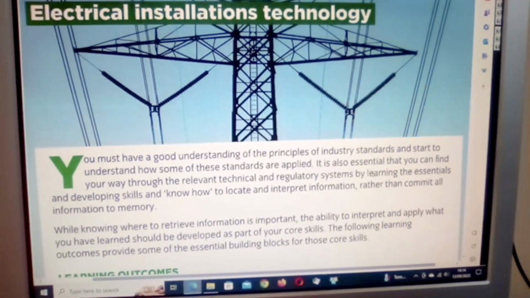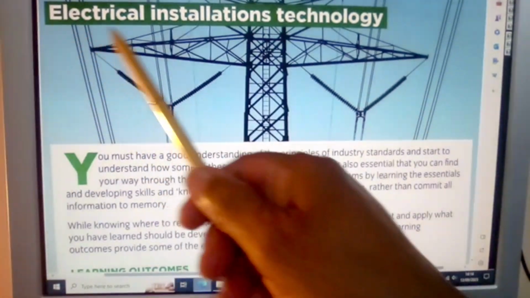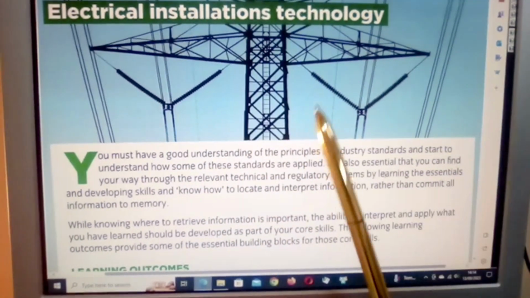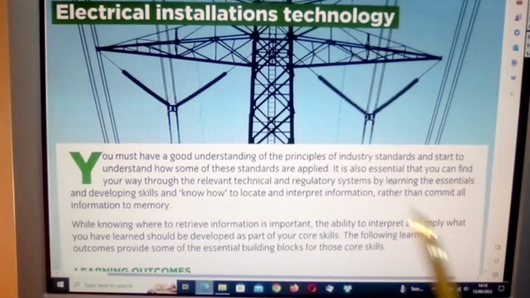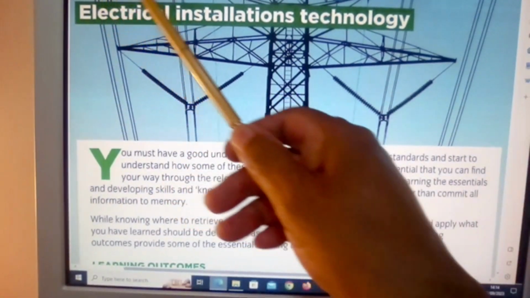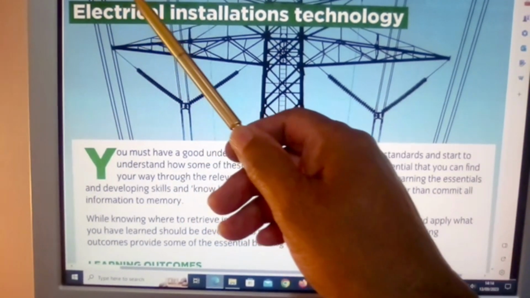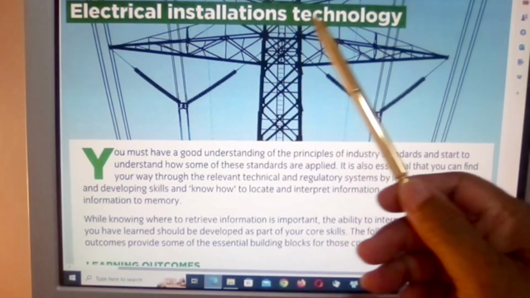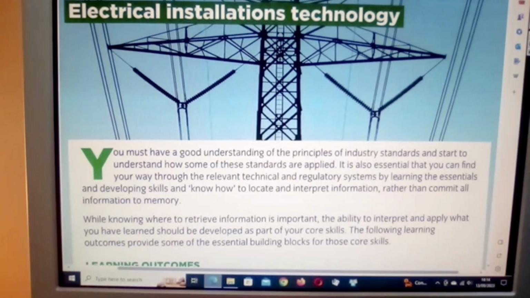Okay, welcome back. What I want to look at today is electrical installation technology. Now, the knowledge is the same, okay? The knowledge remains constant, but the unit may have changed, so be aware of that. Do not put too much emphasis on the unit 203, because this may have changed, but the electrical installation technology is still relevant, okay?